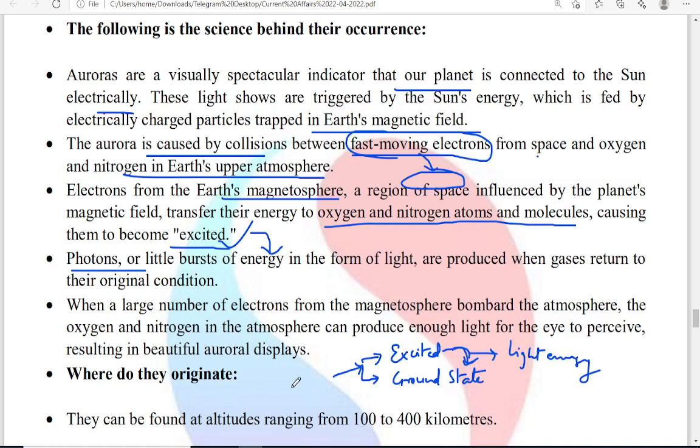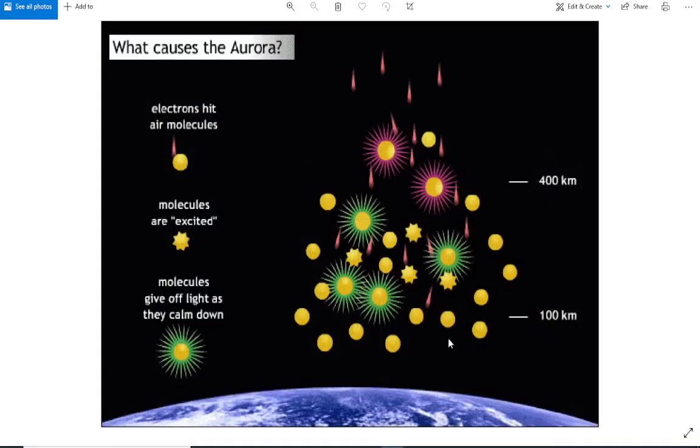Such a huge collision means this process will repeat with a larger number of electrons and atoms, and finally it appears to our eye as an aurora. If you see here, electrons will hit the air molecules, these air molecules will get excited, and the excited molecules will again reach the ground state by emitting light. If this repeats for many atoms, then we can see the aurora.